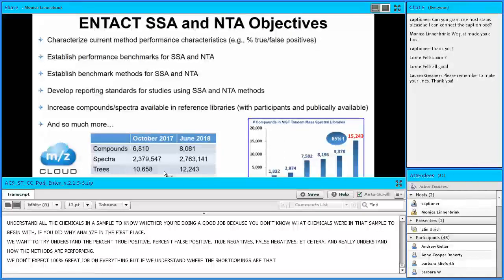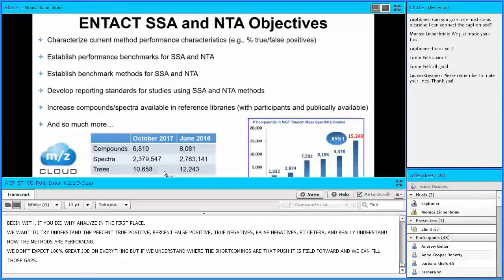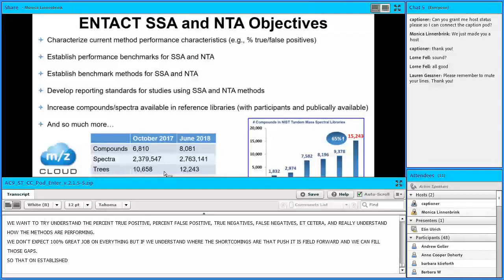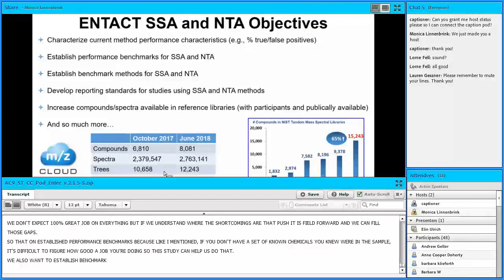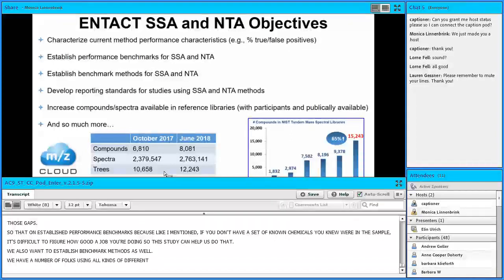To that degree, we want to establish performance benchmarks because, again, like I mentioned, if you don't have a set of known chemicals that you knew were in the sample, it's really difficult to figure out how good of a job you're doing. So this study can help us do that. We also want to establish benchmark methods as well. We've got a number of different folks enrolled that are using all kinds of different methods, and so that will help us in that particular objective.